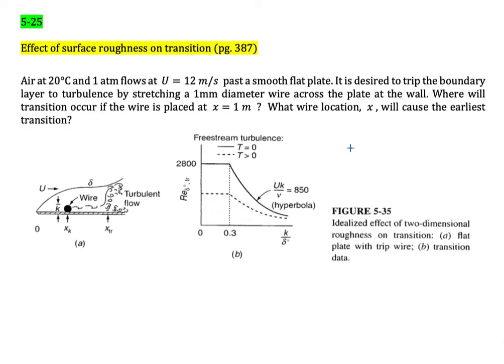Now we will go for question 5.25. It is about the effect of surface roughness on transition. Normally we could say that, besides the Reynolds number, which involves the density, the speed, the length of the plate, for example, and the dynamic viscosity, there are a few parameters that could influence the flow.